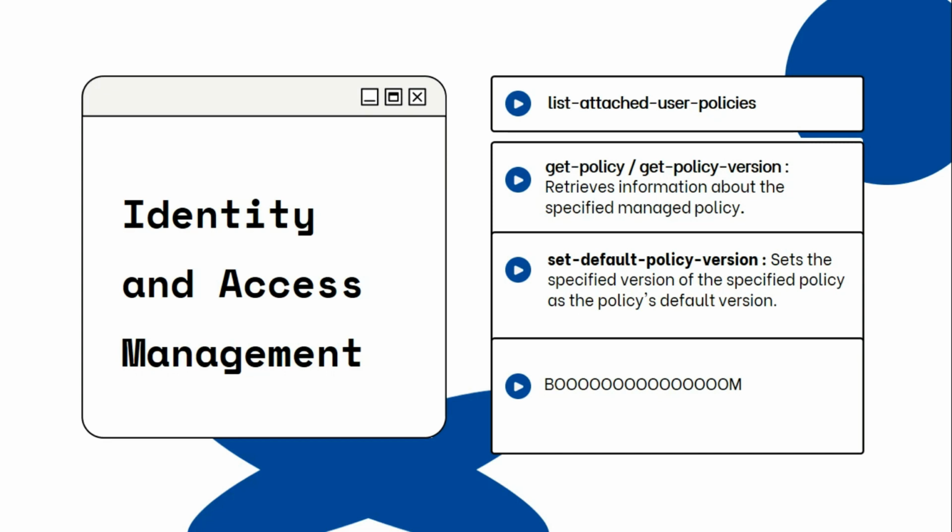Third one is get-policy-version. It retrieves information about the specified version of the specified managed policy, including the policy document. The fourth one is set-default-policy-version. It sets the specified version of the specified policy as the policy's default version. And the fifth one is, obviously, boom, because we have set the default policy and escalated to the administrative policy. So let's move on to the demo so you will get a better understanding.